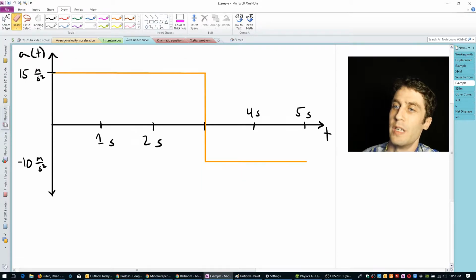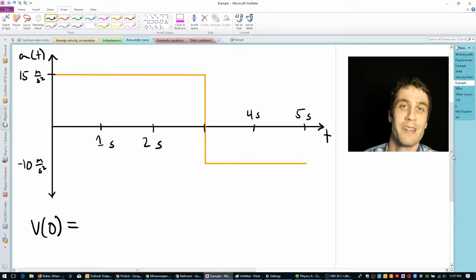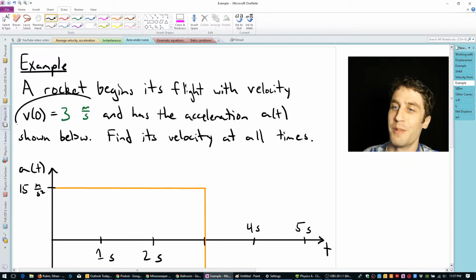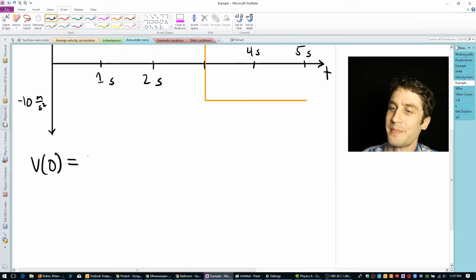Okay, so let's start with something that's trivial. V of 0, what's the velocity at 0 seconds? Well, you're not going to get it from the graph. You're going to get it directly from the problem statement. V of 0 is 3 meters per second. That's our velocity at 0 seconds.